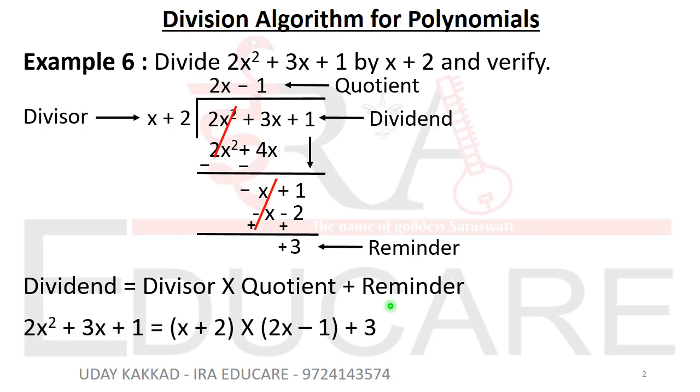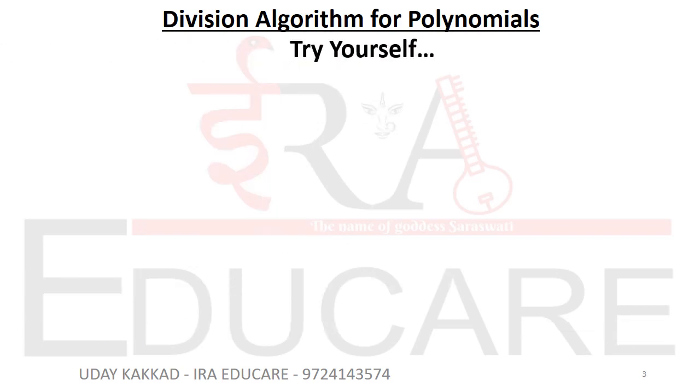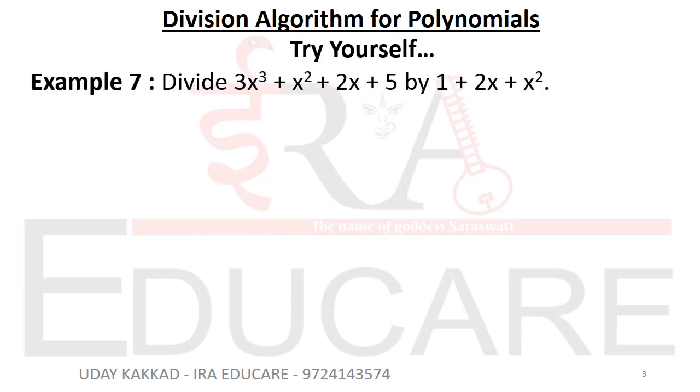Okay. So it looks like this: 2x square plus 3x plus 1 is equal to x plus 2 multiplied by 2x minus 1, plus 3. It is verified by you. Just if you multiply x plus 2 with 2x minus 1 and add 3 to that term, then you get this polynomial, 2x square plus 3x plus 1. So you can verify yourself. This is the verification method. Clear? Try yourself.